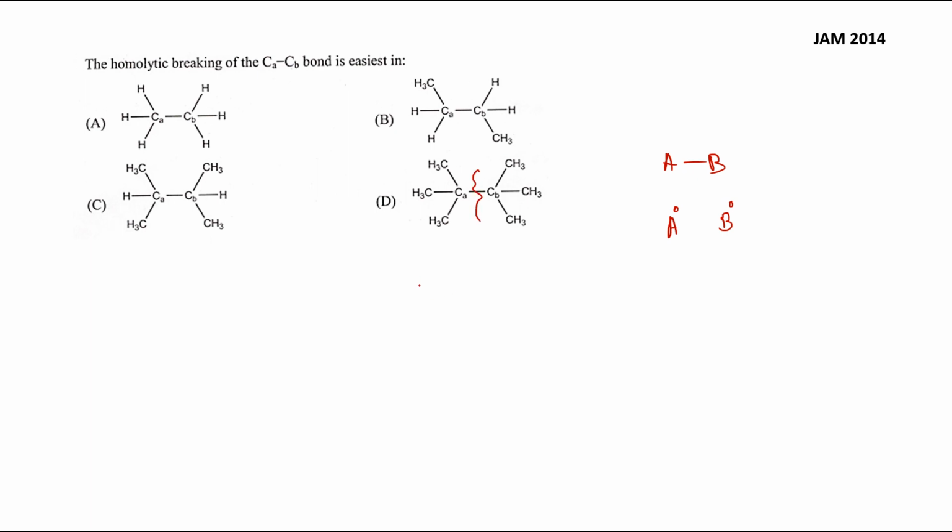Obviously in the last one, because when you are breaking it, you are getting Me3C-A and another Me3C-B dot. So in this case, because of 3 methyl groups, if you consider inductive effect, hyperconjugation, everything is supporting this radical being more stable. So after homolytic breaking, based on the stability of the radical that you are getting, you have to find in which case it will be easiest, because when the radical produced after bond cleavage is stable, obviously that is the molecule you can break more easily. Okay, so D should be correct.